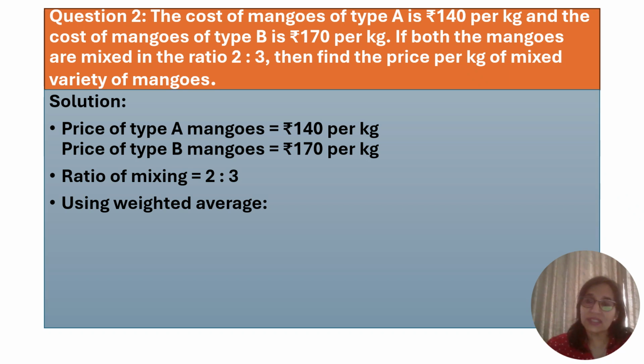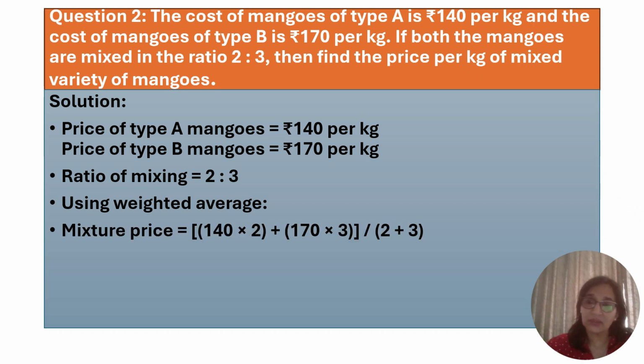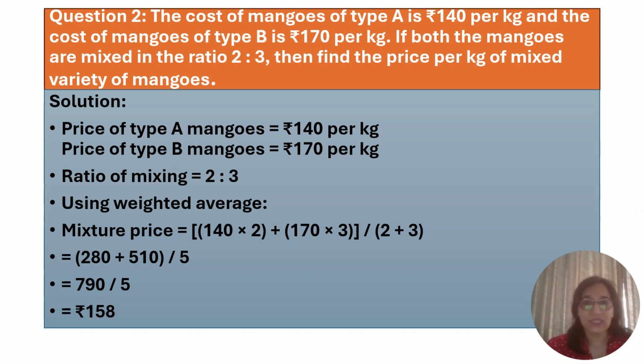So using the weighted average, how do we find the average? We just have to multiply 140 into 2 plus 170 into 3, which is divided by 2 plus 3, that is the sum of the ratios. So when you simplify, you will get the answer 158. So this is the step you have to follow. You can pause the video, do the entire question step by step, and I'm sure that will make sense to you.